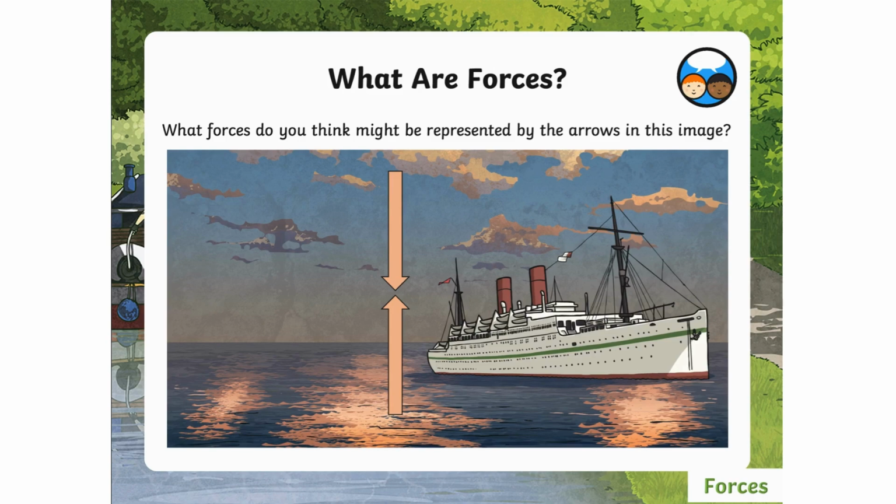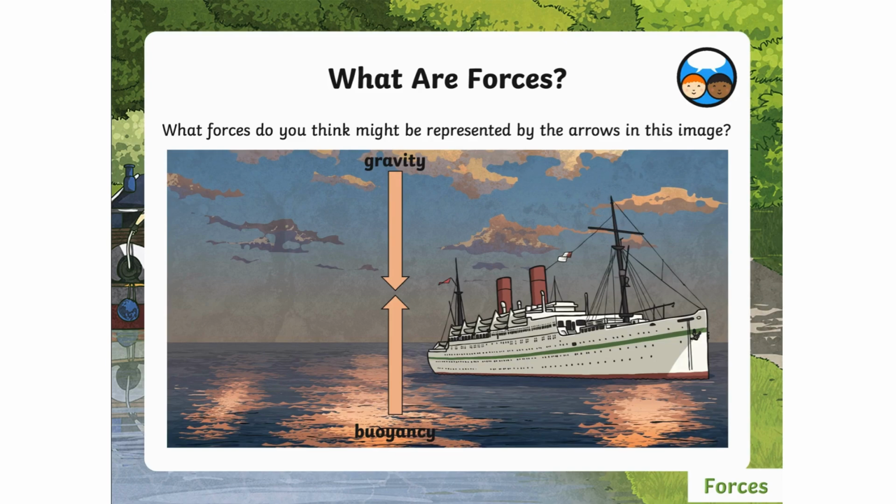What forces do you think might be represented by the arrows in this image? You're seeing the arrow going down and coming from up as well. I'm sure you must have got your answer by now. If you're thinking, you may pause. Others, let's go ahead. So we have gravity pulling down, but the reason the boat is on the water is because of buoyancy. Buoyancy is a phenomenon that makes things float. When you swim, you're floating, right? That is nothing but buoyancy.